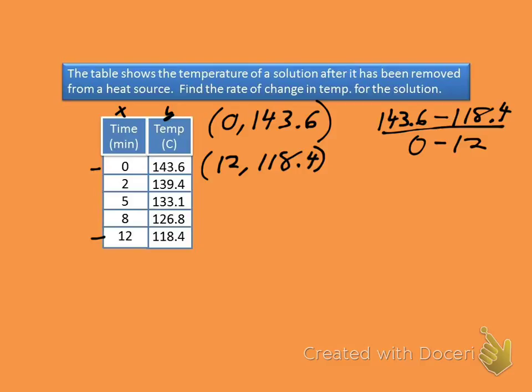So the numerator becomes what? Someone help me out. Should be a little more than 12, shouldn't it? 25.2. The denominator becomes negative 12, which becomes, I believe, a negative 2.1? Is that right?